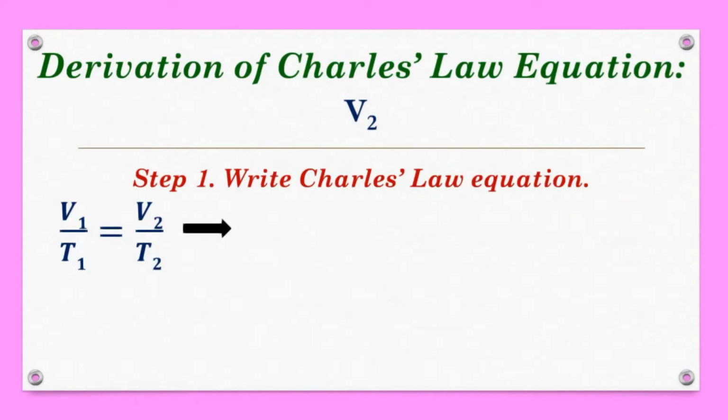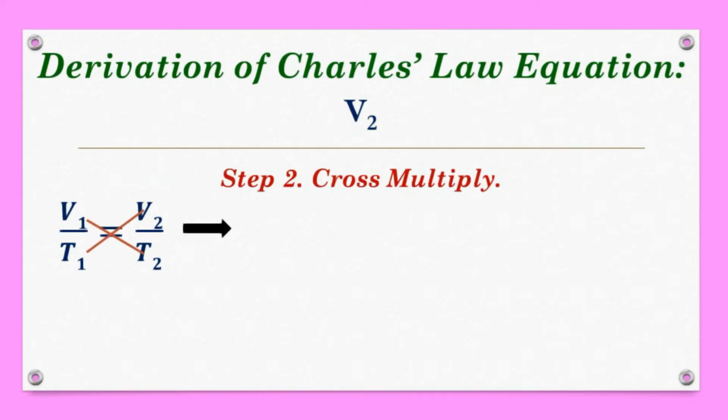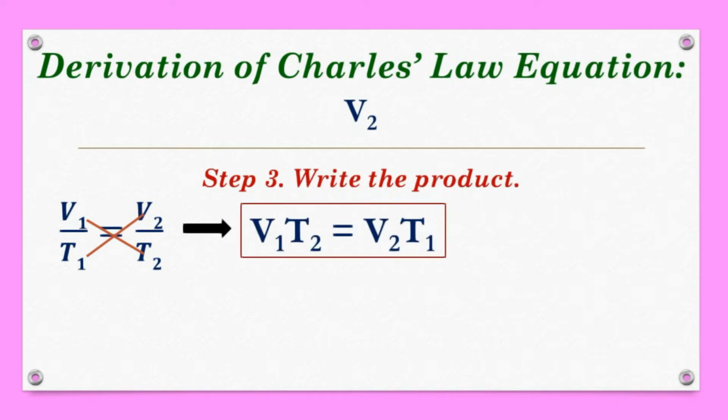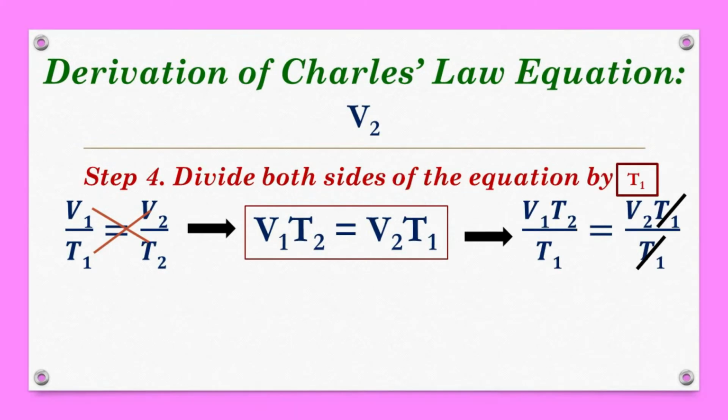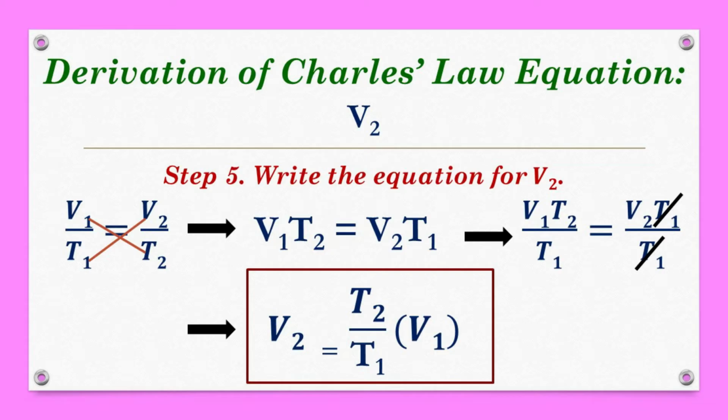Next, we will derive the equation for V2. Again, we should write Charles' law equation first: V1 over T1 is equal to V2 over T2. Next, we will cross multiply. So, the equation becomes V1 times T2 is equal to V2 times T1. For step number 4, divide both sides of the equation by T1 to cancel it out. So, we were able to derive the equation for V2. V2 is equal to T2 over T1 times V1.